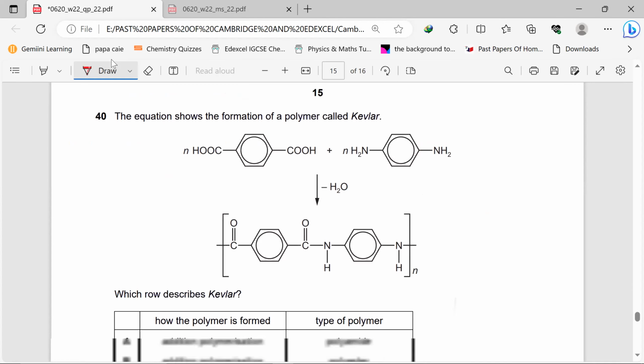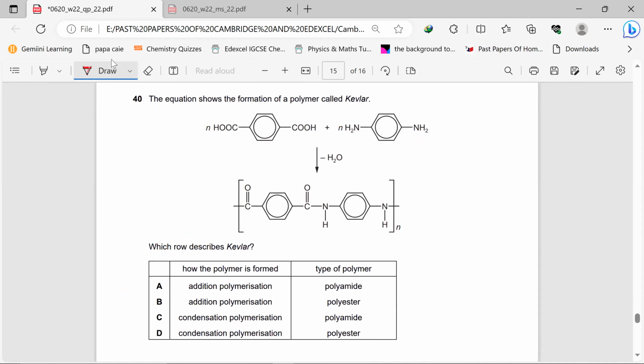Last question, number 40. The equation shows the formation of a polymer called Kevlar. Kevlar is used in bulletproof jackets. We'll study it in A-levels, but this question you can answer easily. See, which row describes Kevlar? See, water is going out. So you have diamine. So forget about this complicated stuff. This is not important for you.